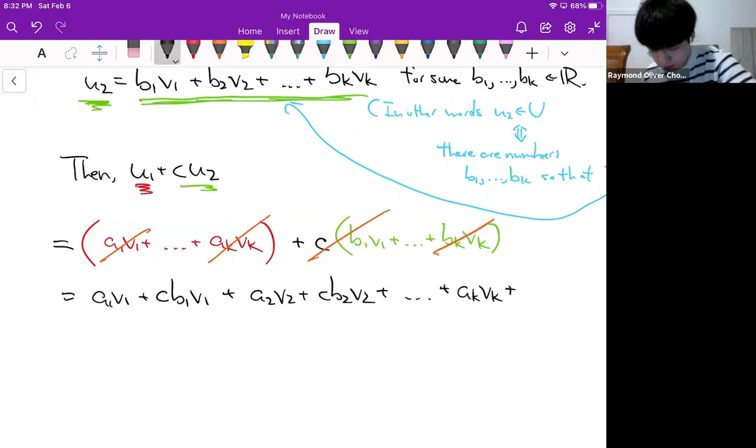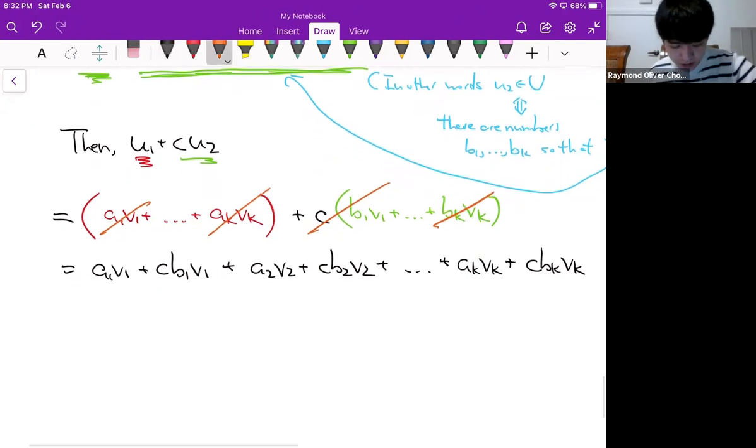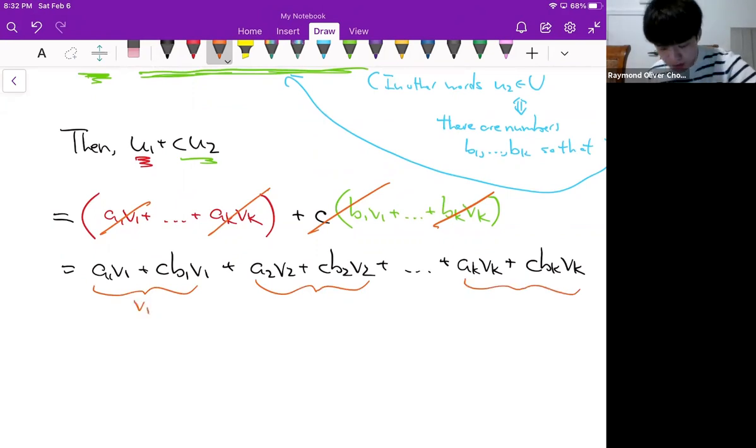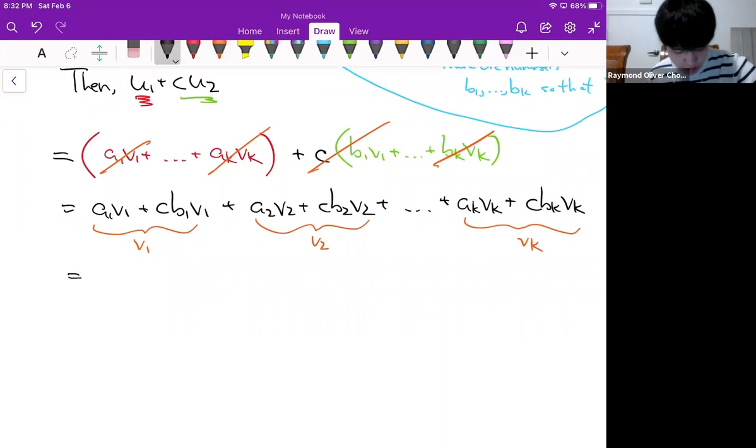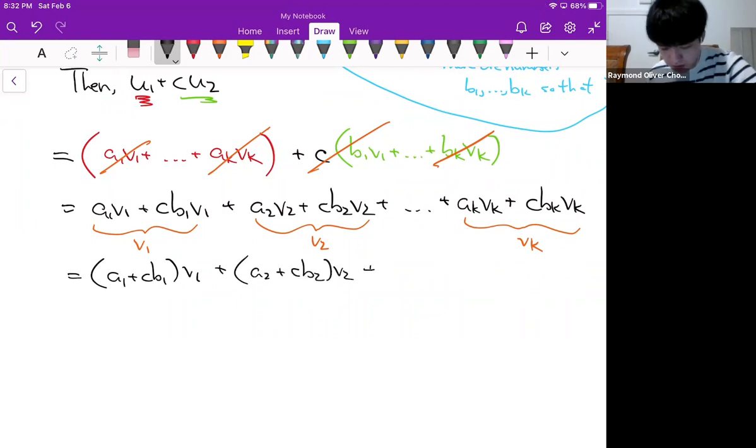Let's see, c_b_k v_k. Okay, now you'll notice the first, I can group them up like this. In this first group, these all have v1, these all have v2, these all have v_k, and everything in the middle, so I can factor those out. (a1 + c b1) times v1 plus (a2 + c b2) times v2, and so on, (a_k + c b_k) times v_k.